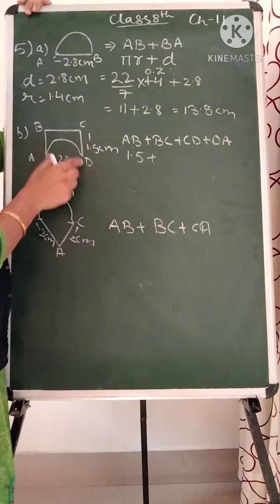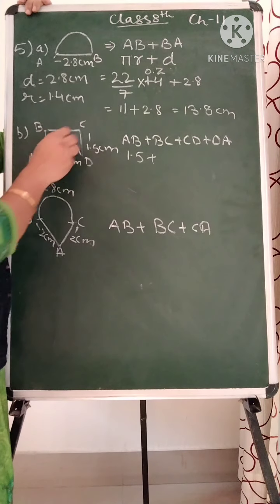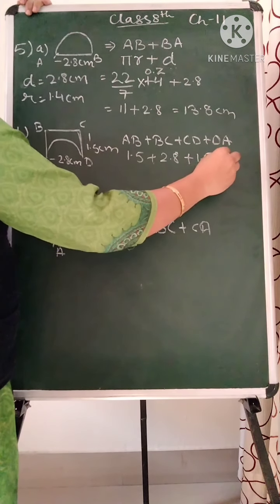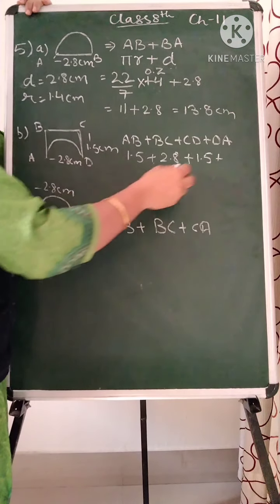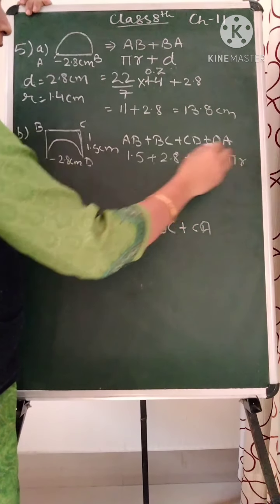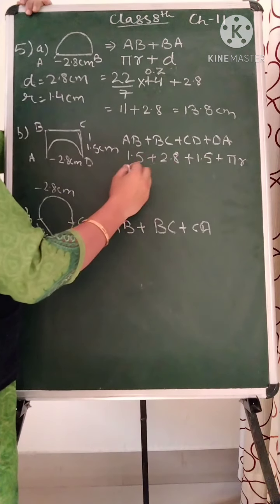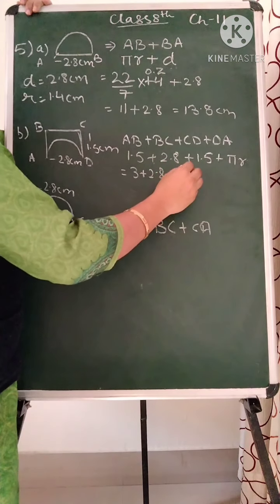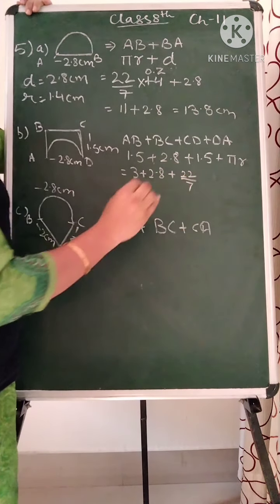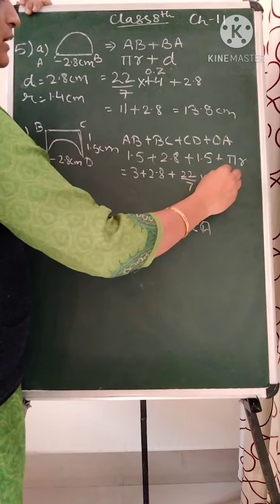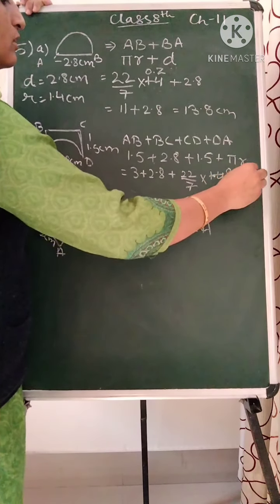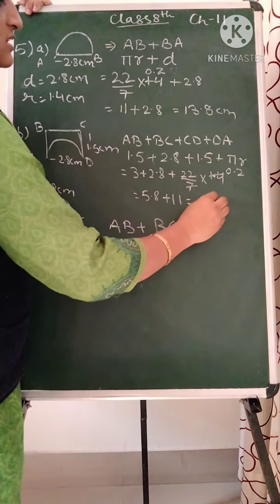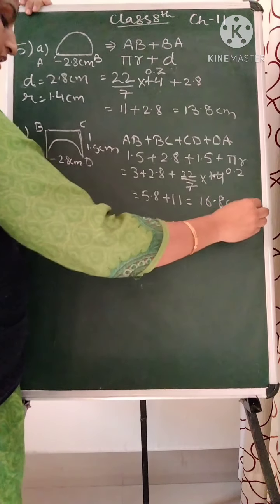Now the B part, from A to B, that is 1.5. From B to C, this is parallel to 2.8. From C to D, 1.5. From D to A, it is in the curve shape and it is open, that is equal to pi r. 1.5 and 1.5 will be equal to 3. 3 plus 2.8, 5.8. Pi r, pi value 22/7, r value is 1.4. Cut it here, 0.2, then 5.8 plus 11, it is equal to 16.8 centimeter.